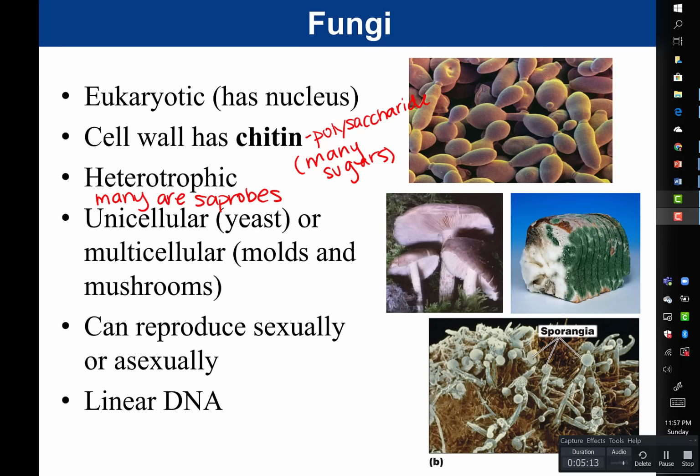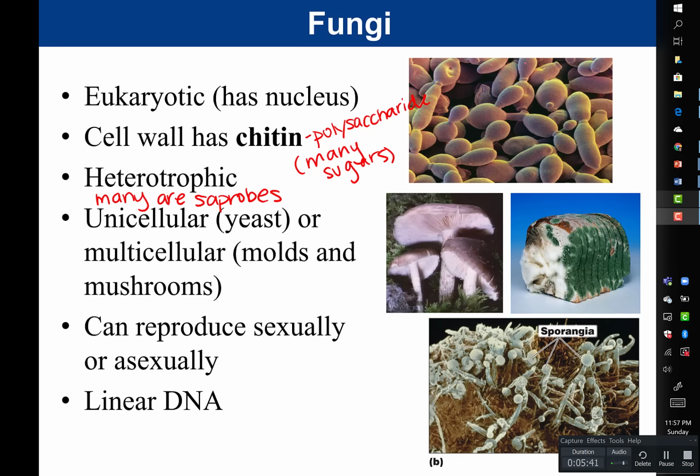So at the top here, we have a type of yeast that is called Saccharomyces cerevisiae. The name literally means sugar fungus that makes beer. This is a type of yeast that is used to make beer, bread, and wine. And so it's able to do what's called fermentation. This would be an example of a unicellular fungus, so a yeast.